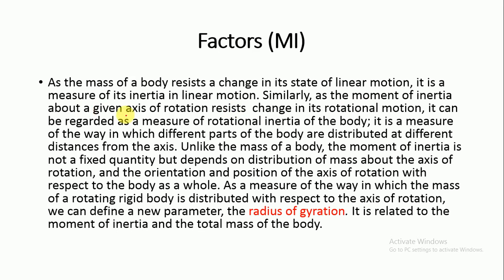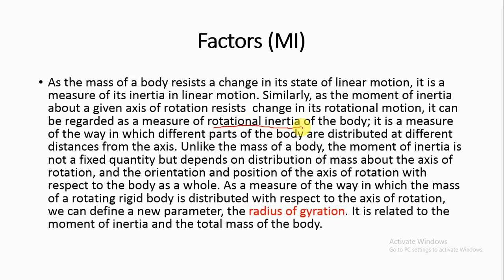Similarly, moment of inertia about a given axis of rotation resists change in its rotational motion. So if a body is at rest and you want to put that body in rotational motion, then immediately you are not able to do so because of the resistance which the body is opposing. So when it is going to resist any change in its rotational motion, that is because of moment of inertia. It can be regarded as a measure of rotational inertia of the body.